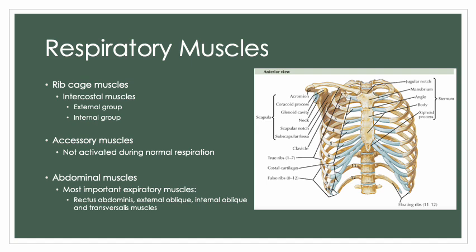And then, of course, abdominal muscles. These are the most important expiratory muscles, and these include the rectus abdominis, external oblique, internal oblique, and transverse abdominis muscles. And you'll see that when a patient is in respiratory stress, particularly pediatric patients who don't have cartilaginous ribs yet, they're really going to work, and you see those intercostal and abdominal muscles working to help the patient breathe.